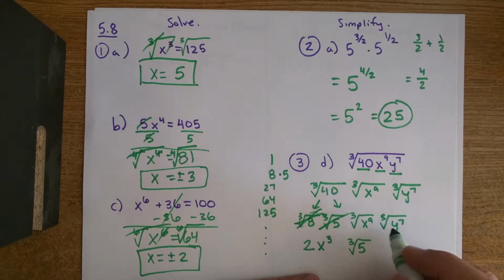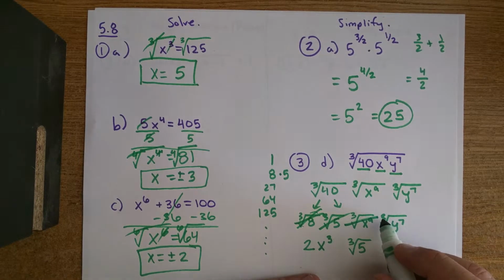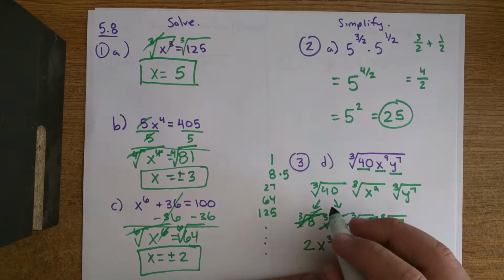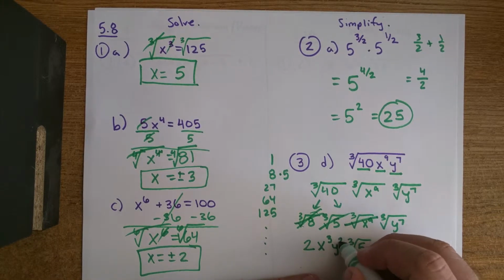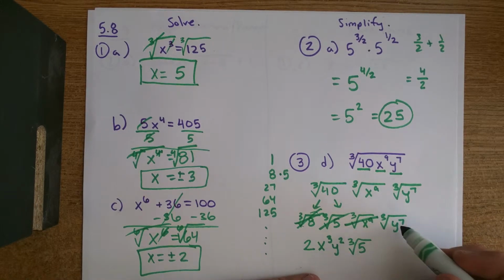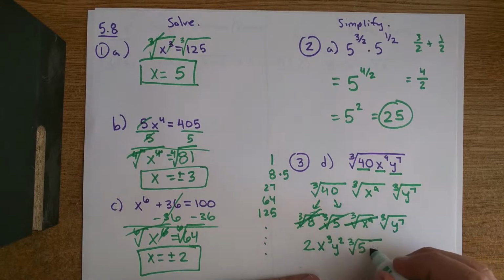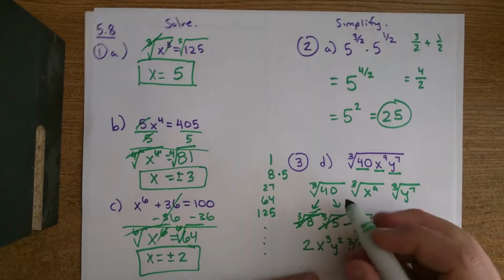Let's do it again with the y's. So we took care of this. Let's do it over here. How many times does 3 go into 7? Well, it goes in there twice. But when it goes in there twice, you still have 1 left over. Where does that leftover go? Right here. That's how you do it.